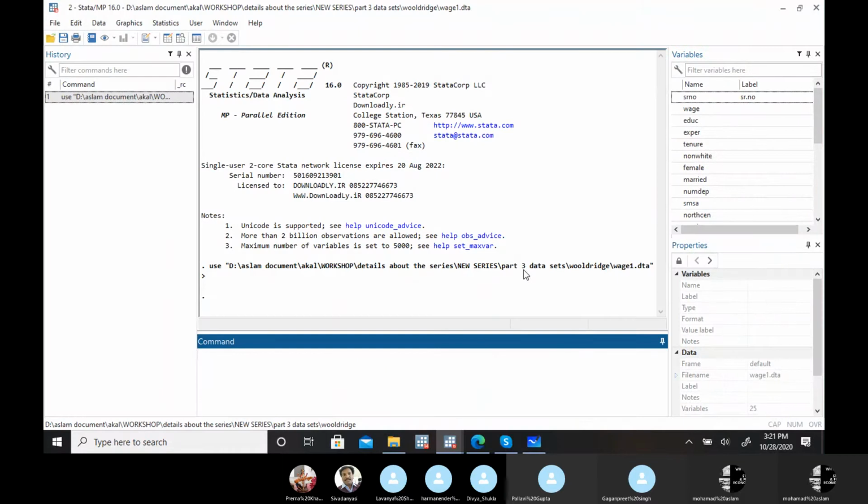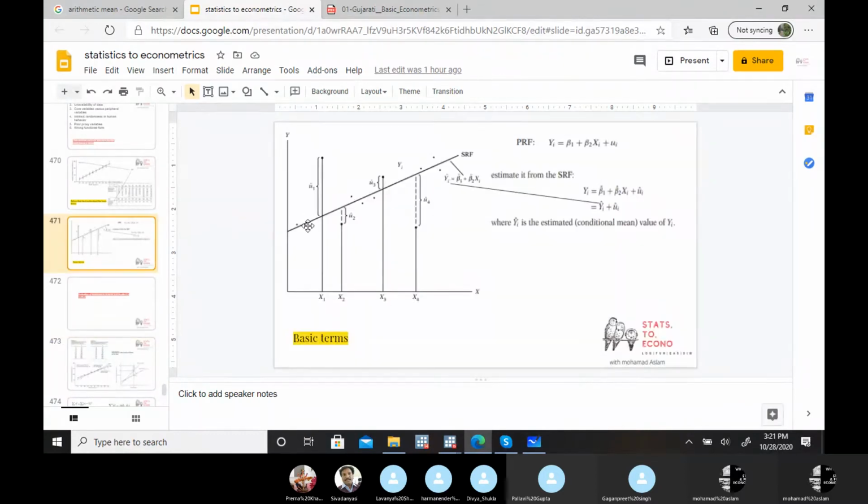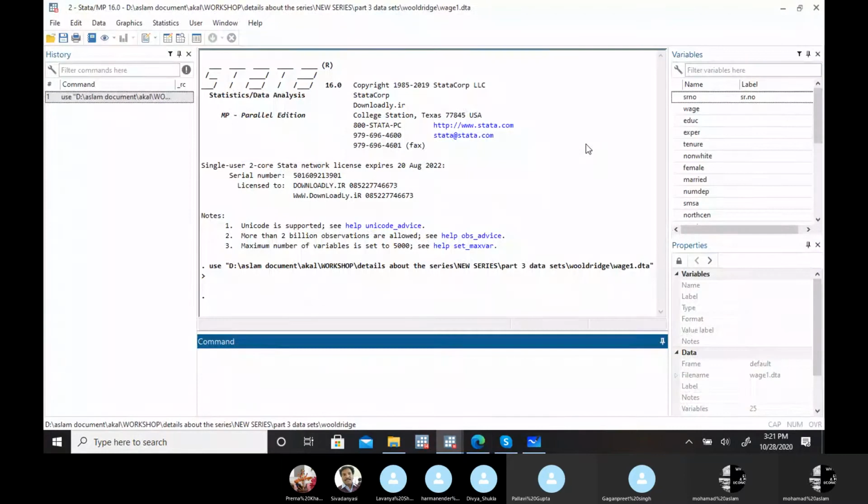But first let me give you a glimpse of what we are actually going to do, what it means that we need this minimum summation of u hat. Just get this idea, I'm thinking the minimum possible value is 0. So let's see whether it is possible or not. First just take this demonstration, then I'll come again to the derivation part.